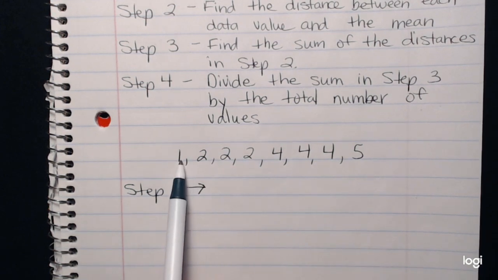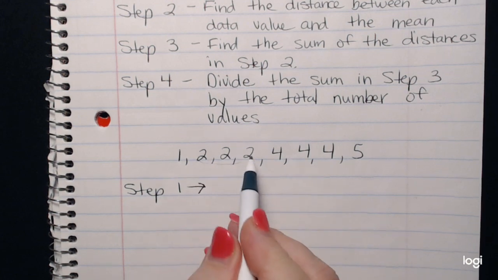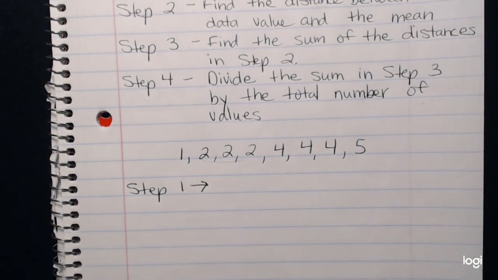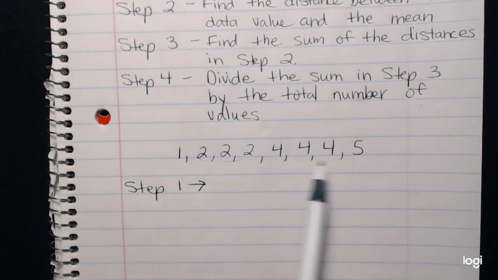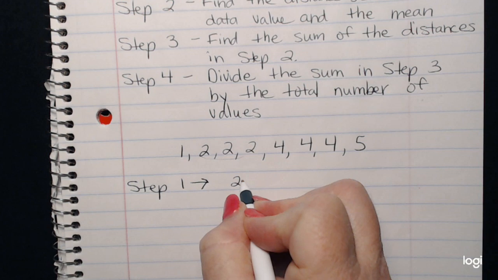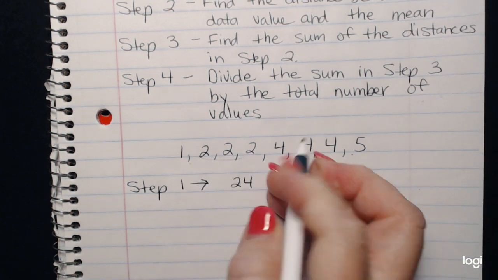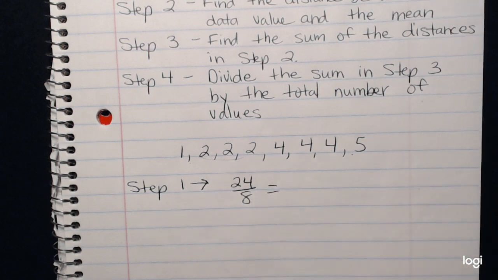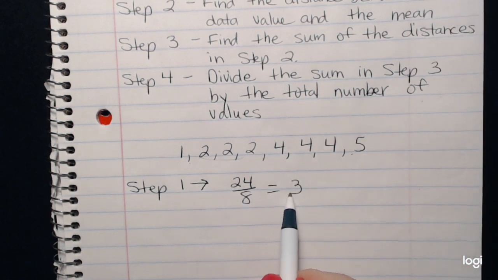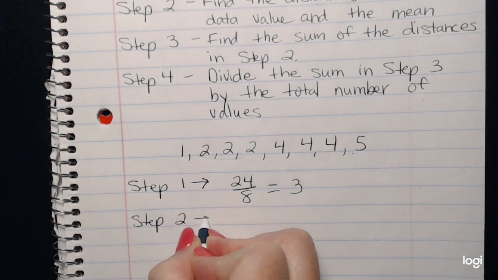All right, so let's see. We have 1 plus 2. Let's see, this would be 2, 2, 2. That's 6. So when I added all of these up, it looks like I got a score of 24, right? 24, 1, 2, 3, 4, 5, 6, 7, 8, divided by 8 numbers gives me a score of 3. There's my mean. Step 2, let's see what step 2 says to do.